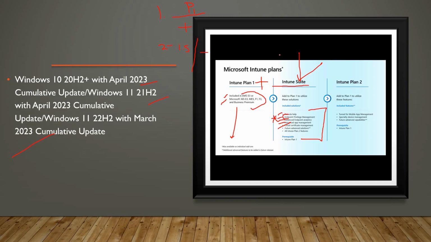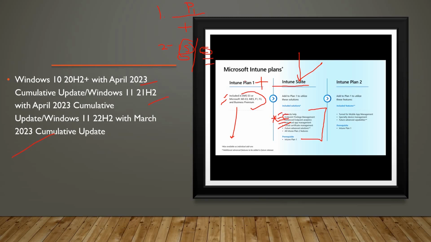Now obviously you might ask why should I just pick one and not go for the entire suite? Well, obviously the entire suite is going to be more expensive as compared to picking just one product, right? So this is how the licensing works.